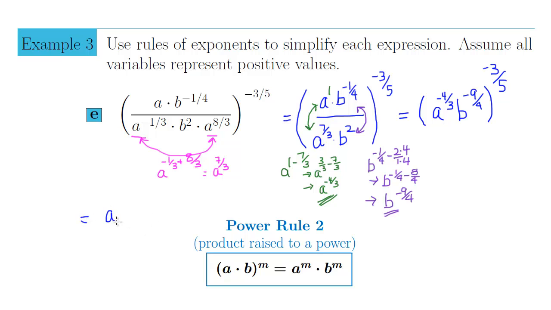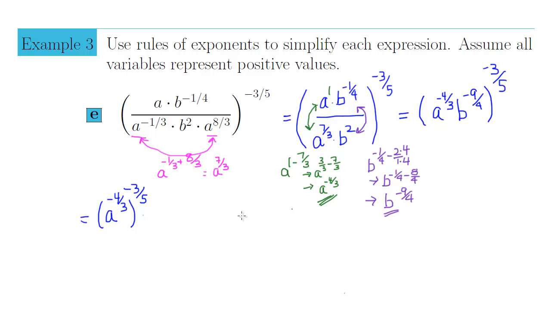And that's going to give me a raised to the negative 4/3, all raised to the negative 3/5 power. Similarly, I can take b raised to the power here and raise it to the exterior power negative 3/5. So that gives me b raised to the negative 9/4, all raised to the negative 3/5 power.